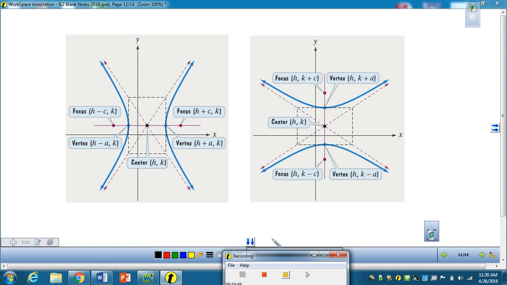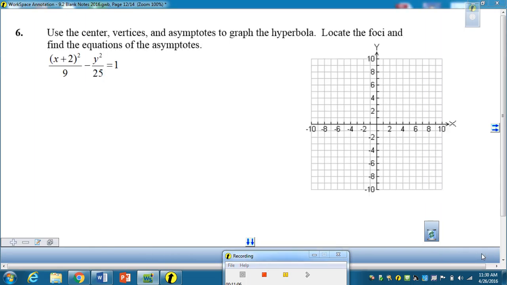Next, we're going to look at hyperbolas that do not have a center at 0, 0. So now we have a new center. We're going to call our new center (h, k). Similar to the ellipse, we can shift it left, right, up, or down. All right, so we're going to try out this graph.